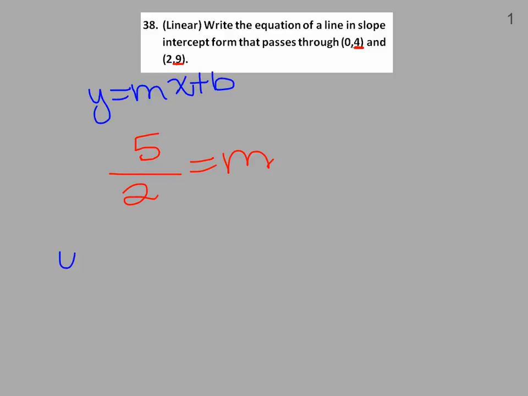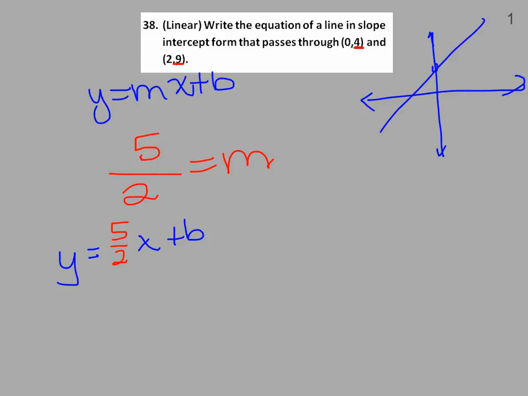So now we have y equals 5 halves x plus b. And we can solve for b. However, there's actually a little trick in here. Remember that at a y-intercept, if you trace that down, the x value is always 0. So the x value here is 0, so it's actually telling you right away what the y-intercept is. The y value is 4. So we know actually that b is 4.